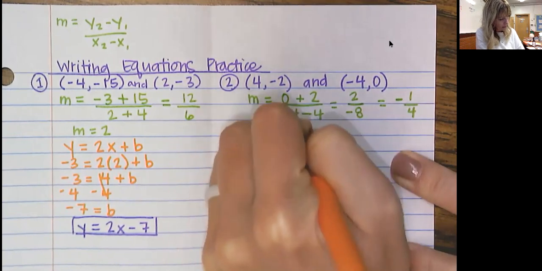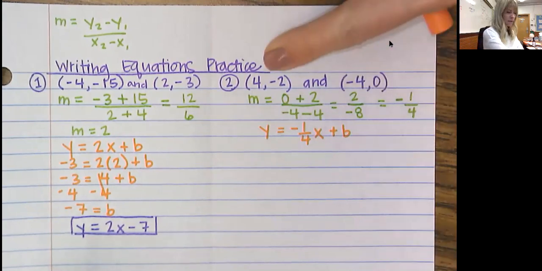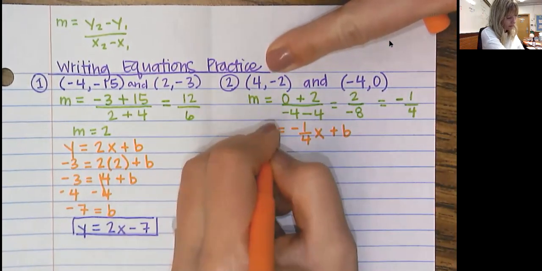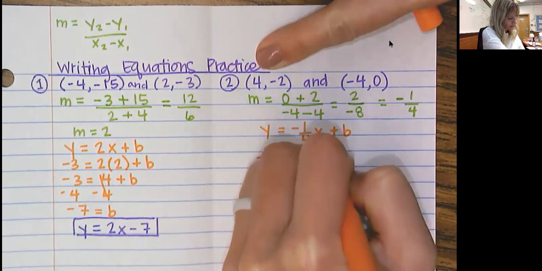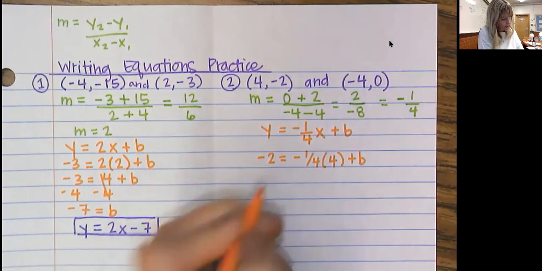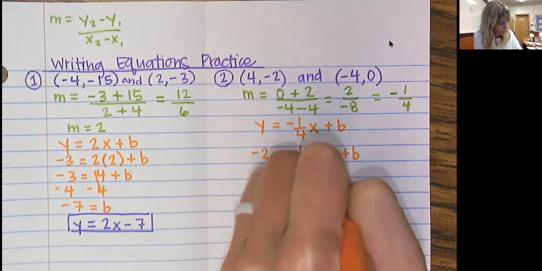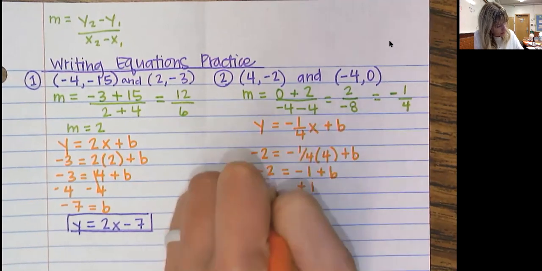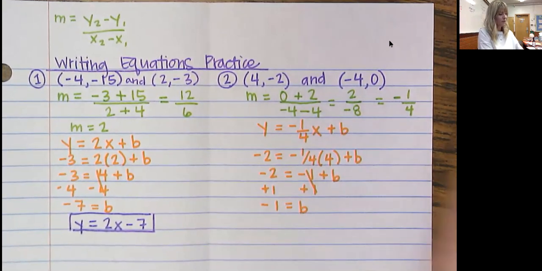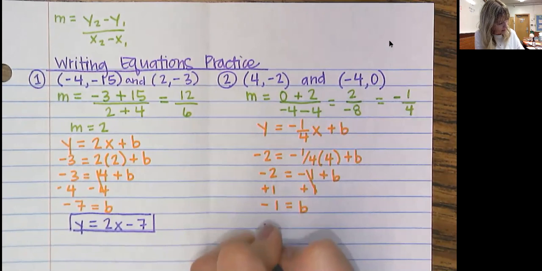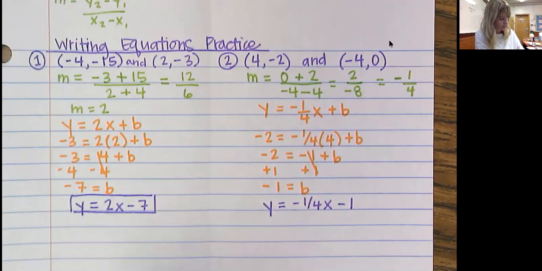Y equals negative 1/4 x plus b. I'm going to plug in an ordered pair. I'm just going to use this first one. You get to pick, but I'm going to use the first one. Put negative 2 in for y, negative 1/4 times 4 plus b. Negative 1/4 times 4, you can use a calculator if you need to, but that's negative 1. And then you go plus 1, b equals negative 1. Now I have my m, I have my b, let's write an equation. Negative 1/4 x minus 1.